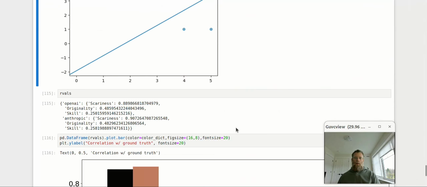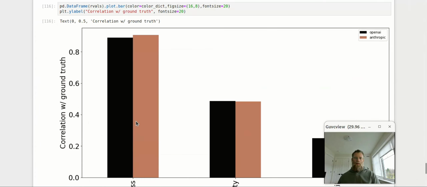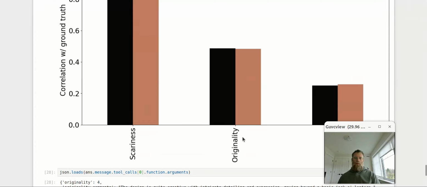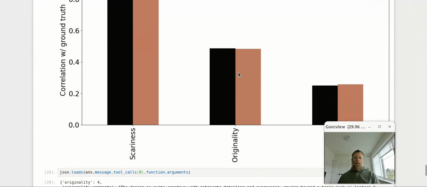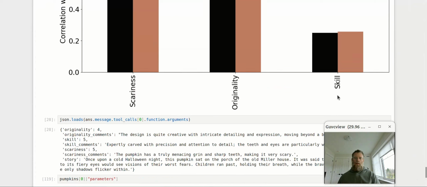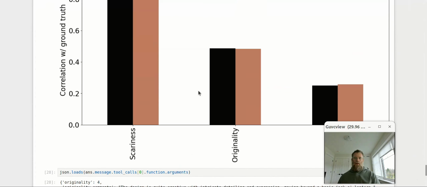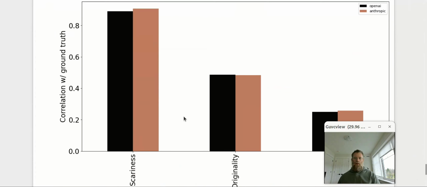And so when we compare them for the two different models, for the 3 different characteristics, we see very good correlation for the scariness, less so for the originality, but still some signal, and then not so much for the skill. So that's an interesting finding, that the model is actually better at finding some characteristics than it is at finding other characteristics. And that may be due, for example, to ambiguity in the way that we've prompted it.